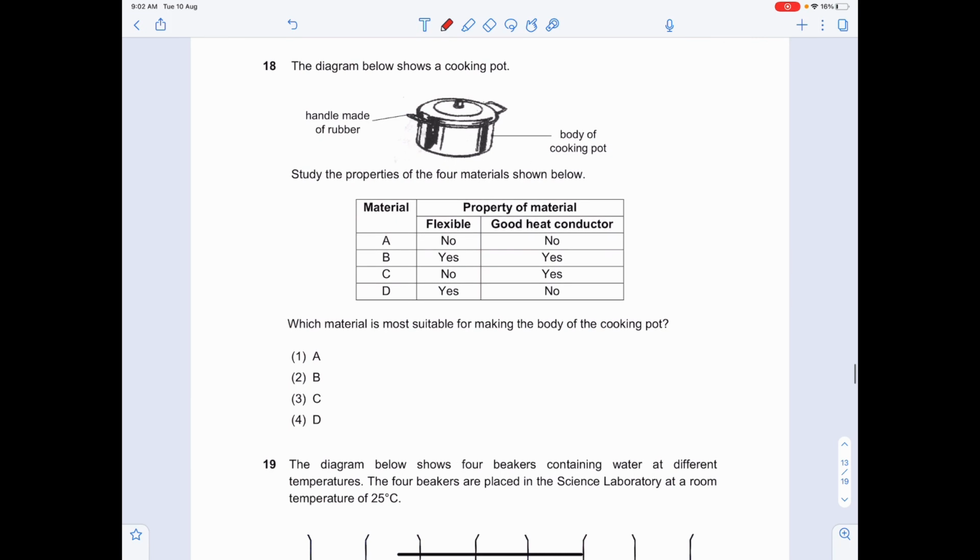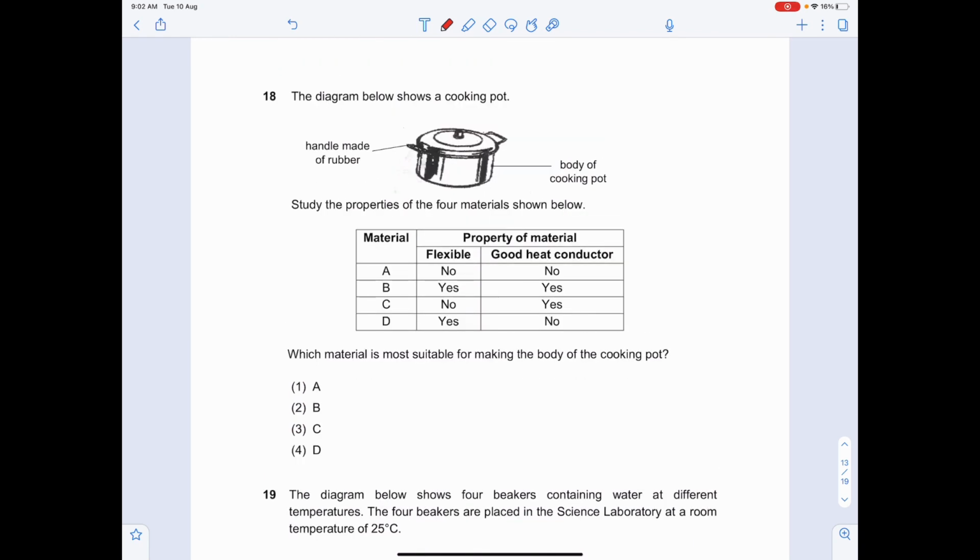Okay, number 18. The diagram below shows a cooking pot. Study the properties of the 4 materials shown below. Which material is suitable for making the body of a cooking pot? So first things first, you want to really be able to show what is basically the purpose, right?